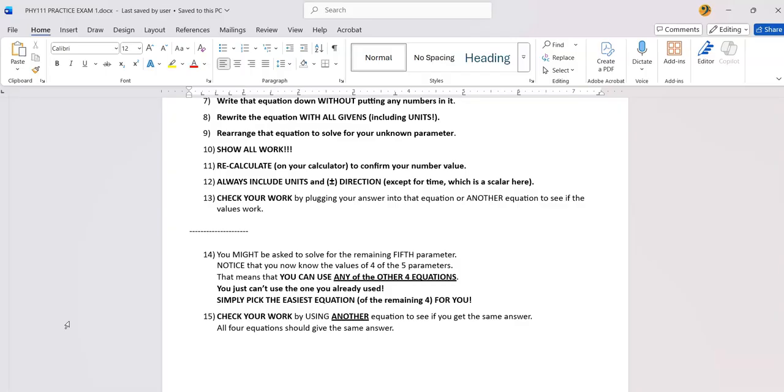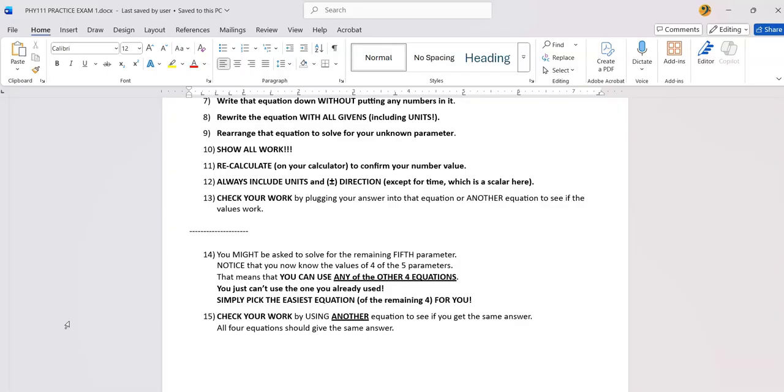And then you pick the equation that's the easiest one for you to use. That might be different for different people. And then calculate it. If you have time, use a different equation and see if you get the same answer. If you've done it right, 2 different equations for that 5th parameter should give you exactly the same value.